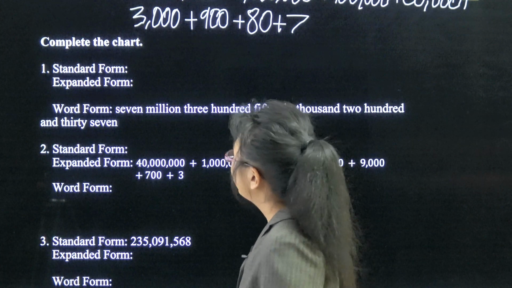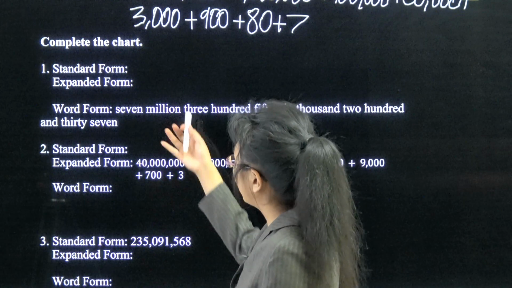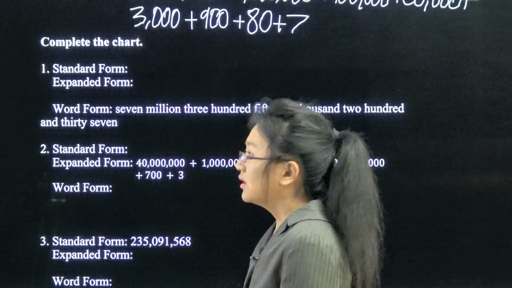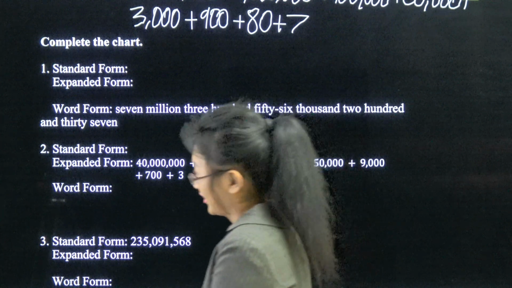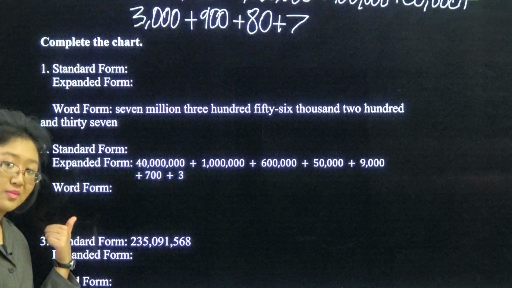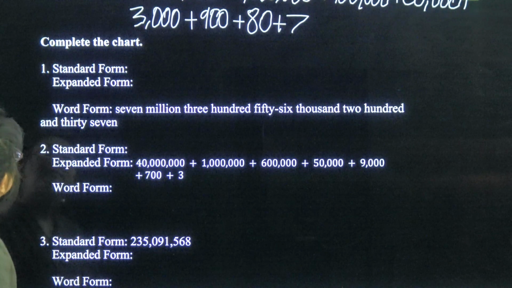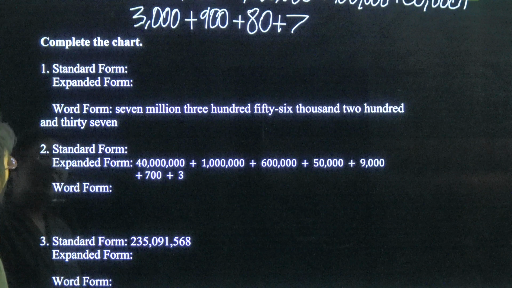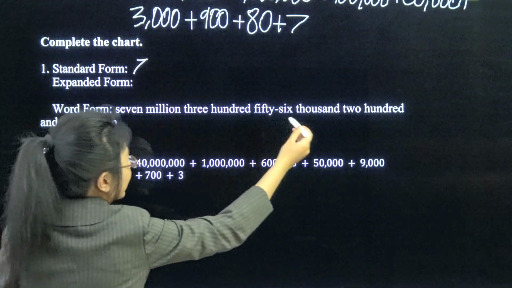Now we're going to move on. We have the word form here, but we don't have the standard or expanded form. Now we could get the standard form and the expanded form from the word form, obviously, because we've done that for the thousands places. And the millions places really isn't all that different. So the standard form, we have 7,356,237.